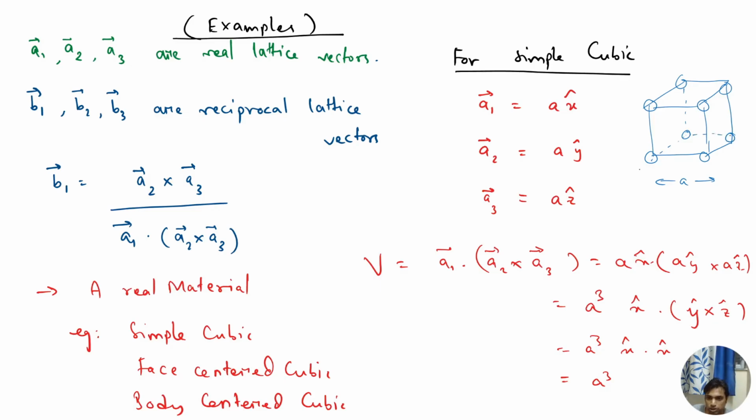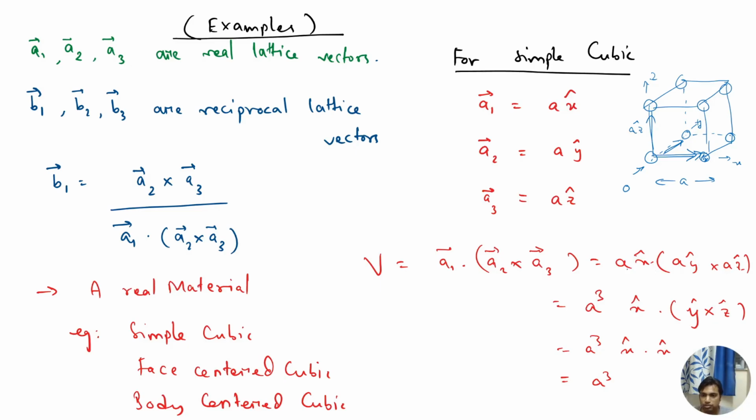If you take this point as origin, and define this as the a1 vector, a1 is a x cap. If this is x, this is y, and this is z, then this is a x cap, this is a y cap, and this is a z cap. Your volume V is a1 dot a2 cross a3, which is a x cap dot a y cap cross a z cap.